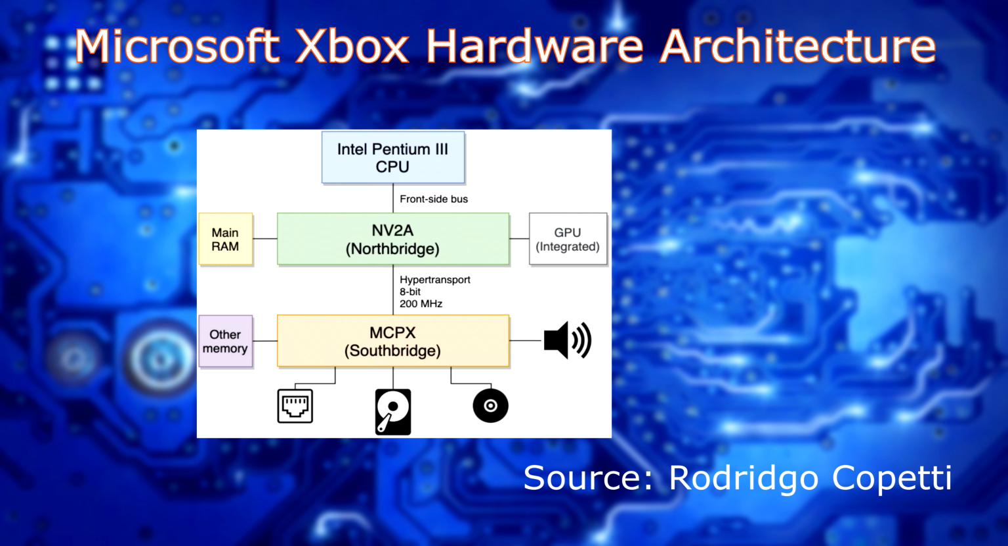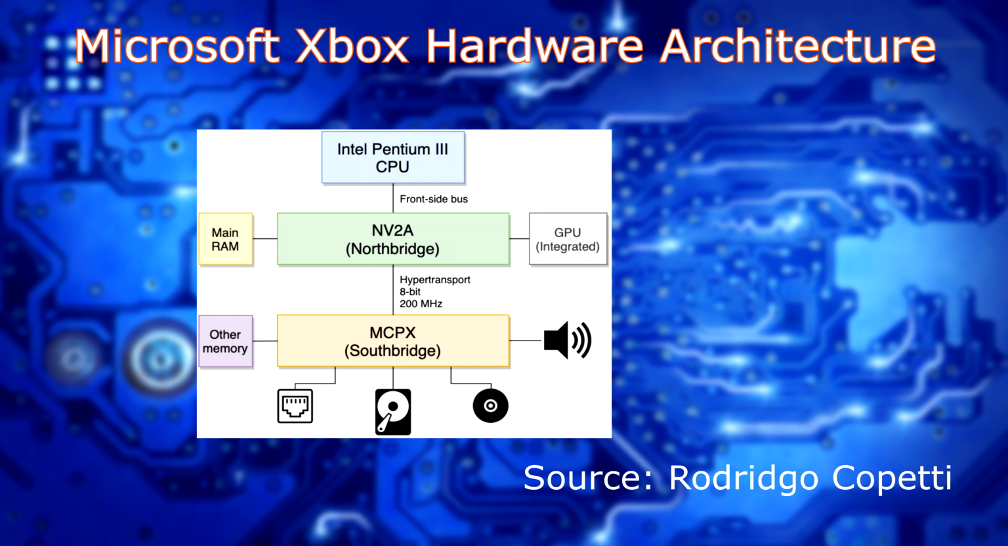The Intel Pentium 3 CPU connected from the front side bus to the memory controller known as the North Bridge, which then had access to main RAM and the integrated GPU. There was a HyperTransport 8-bit bus that connected the North Bridge to the South Bridge at 200 megahertz. The South Bridge dealt with most of the I/O stuff, so things like USB, SATA, PCI, etc. The crazy thing about the HyperTransport bus was that other PC motherboards had also used this technology, just with a different branding on the name.